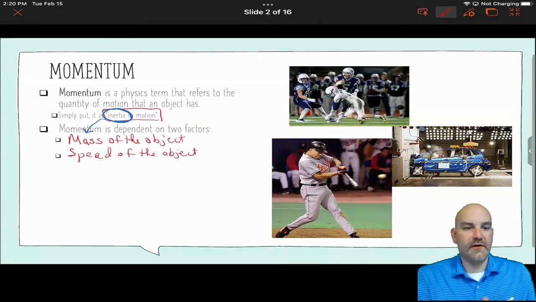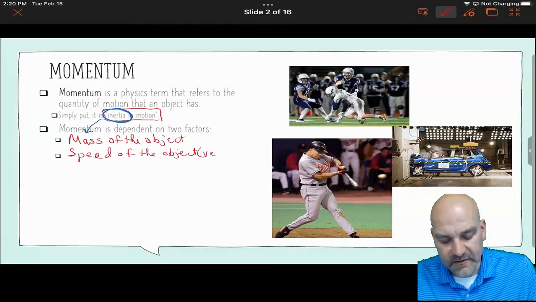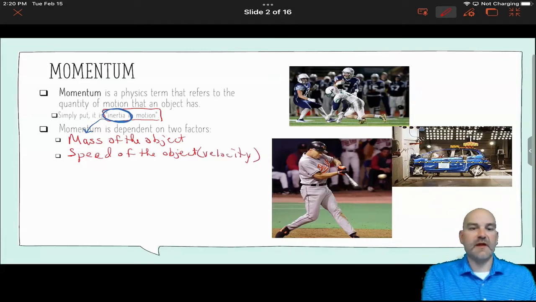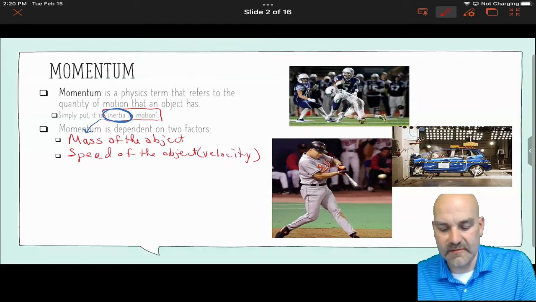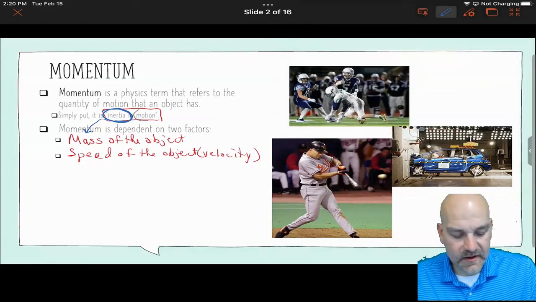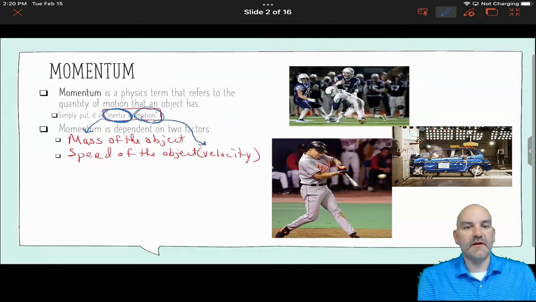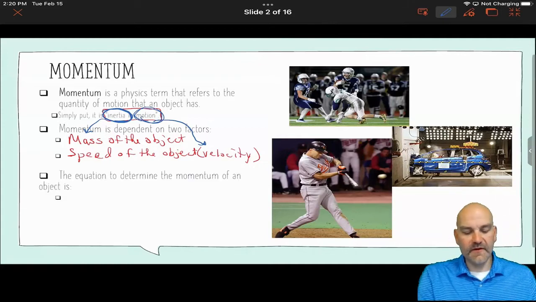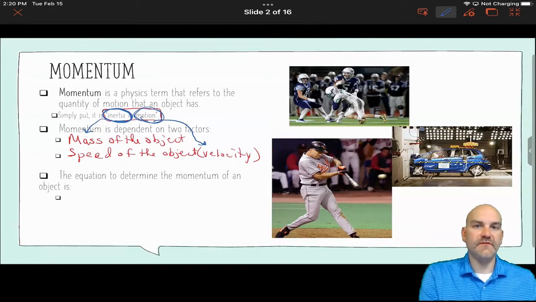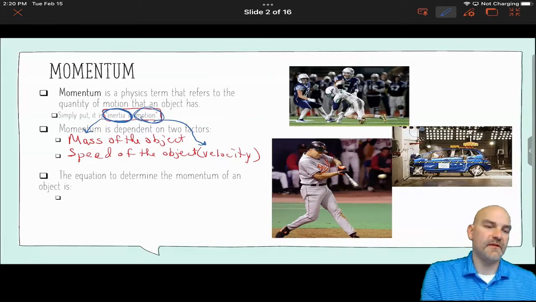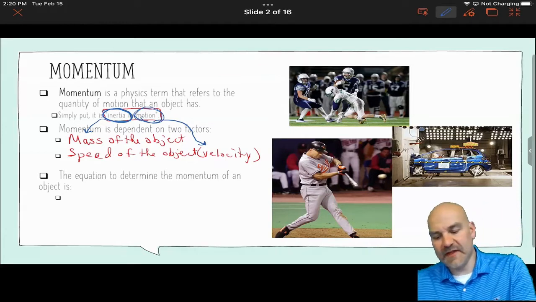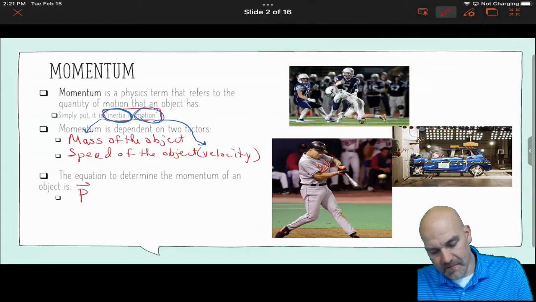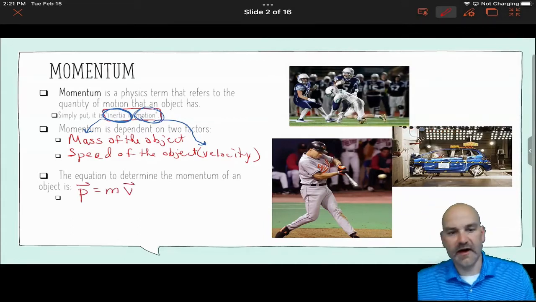You'll learn later that it is a vector quantity, so we have to account for the direction, which means we're not really looking at the speed, we're looking at the velocity of the object. Again, we go back to our simple definition of inertia in motion: because the object is in motion, it's going to have a velocity. Now, simple enough, the equation. One of the other definitions for momentum is the product of an object's mass and its velocity, and that leads us right to the equation. Momentum is equal to mass times velocity.